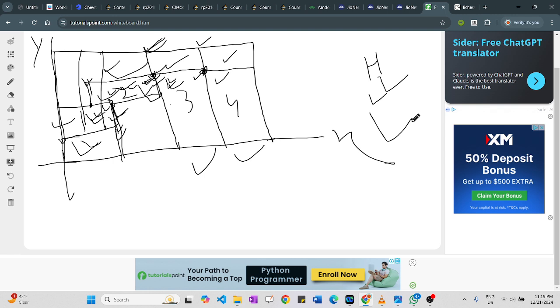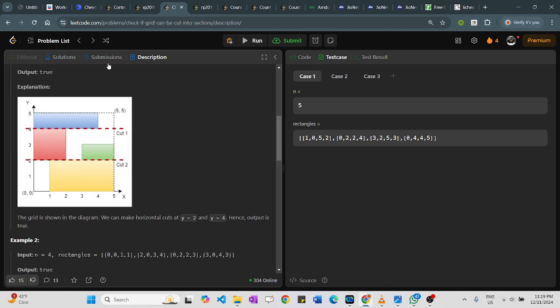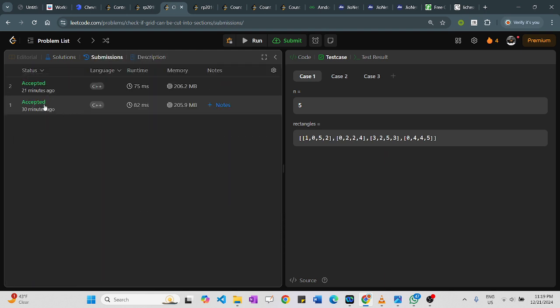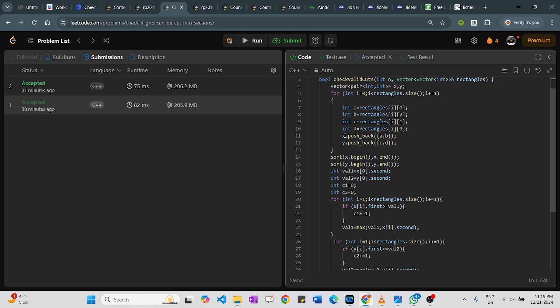You can relate these things by taking some test cases. I'm not going to elaborate on that. If we draw this type of rectangle vertically, then you can understand what I'm telling, right? And then, okay, let me show you the solution. This was the first one. Okay, and this is the code that I have written.